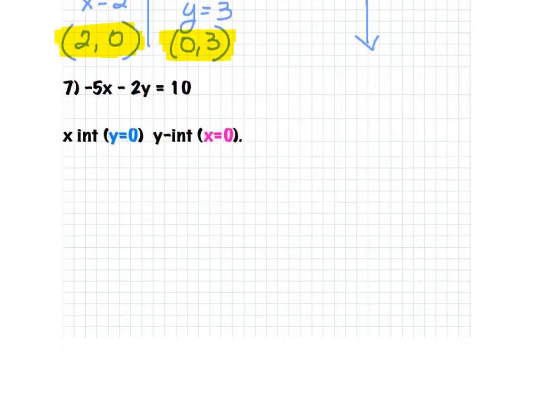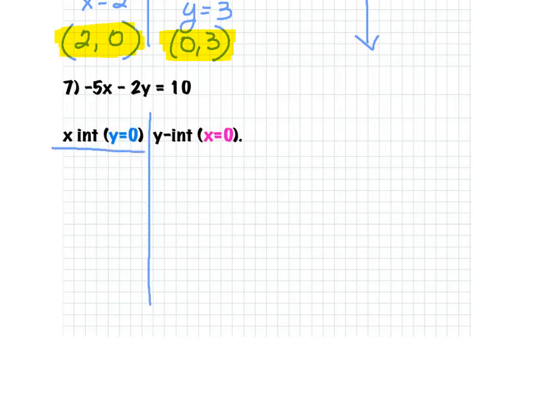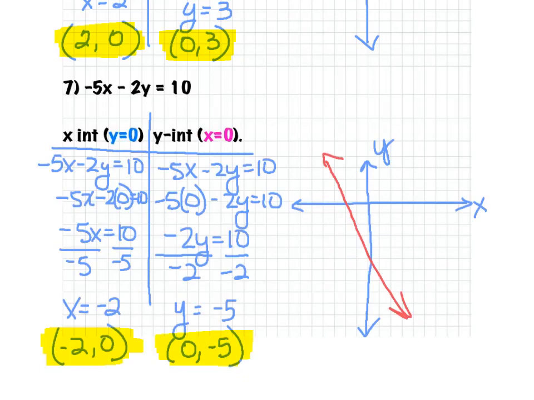Okay. Number 7, you need to do on your own. Copy it down, please. Negative 5x minus 2y equals 10. Create your table, find the x and the y-intercepts, and then graph your equation. Pause the video now, come back and check your answer. Okay, take a moment now and check your work. My x-intercept is at negative 2, 0, and the y-intercept is at 0, negative 5.